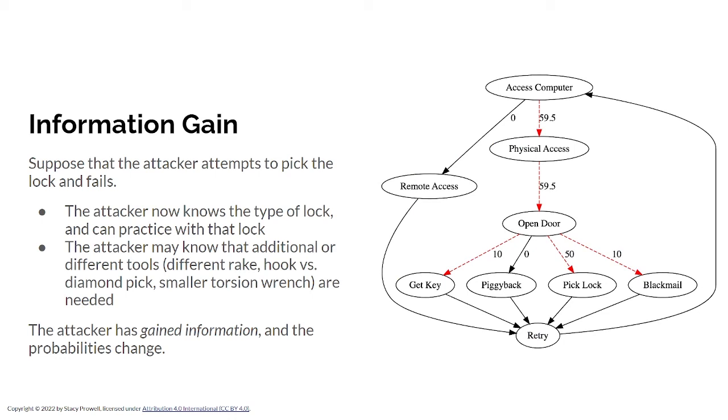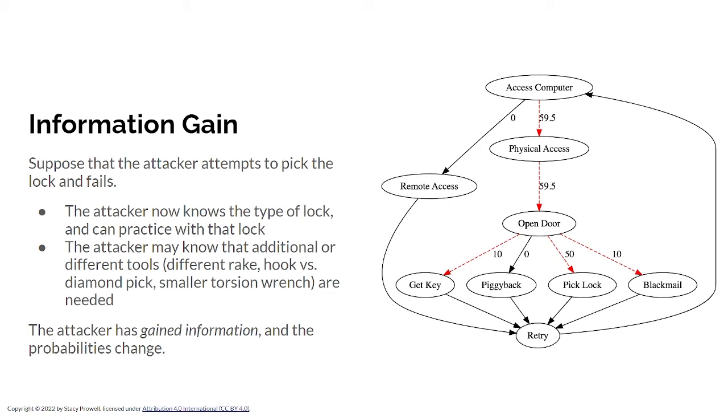You can think of information gain. Okay? As an attacker works his way through these paths, they gain information about your system and about the capabilities of your system, and maybe even about your defenses. So let's take the picking the lock path. That was the highest probability one. Let's pick on it.